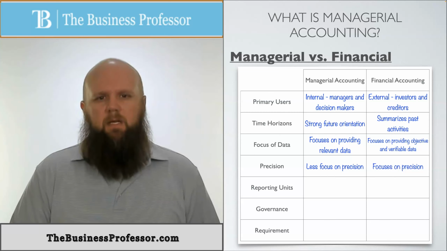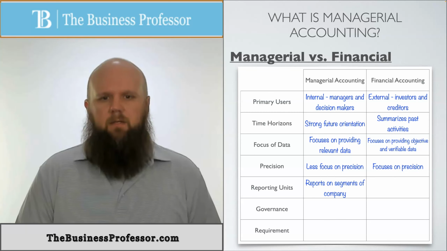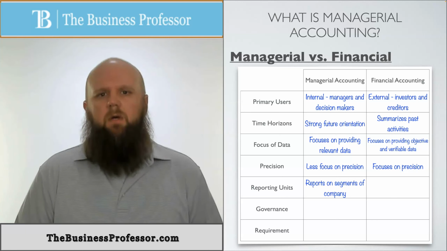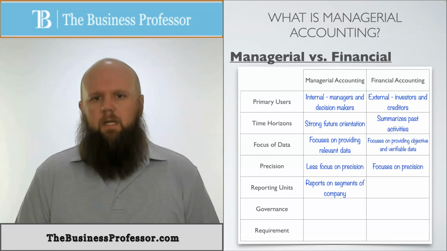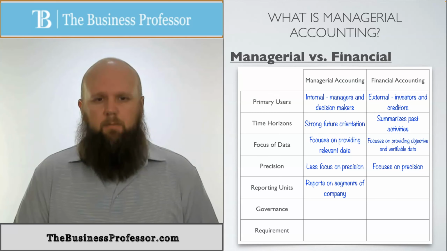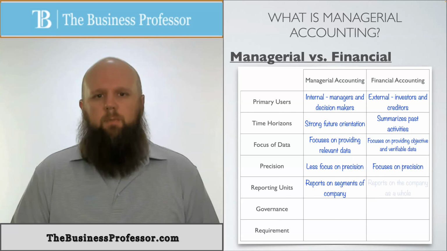Reporting units: managerial accounting tends to report on segments of the company, so broken down pieces. Maybe we're looking at divisions, or stores, or cities, depending on how they break that down. Whereas in financial accounting reporting, we tend to report on the company as a whole. So we're looking at one individual international company and reporting on it by itself.